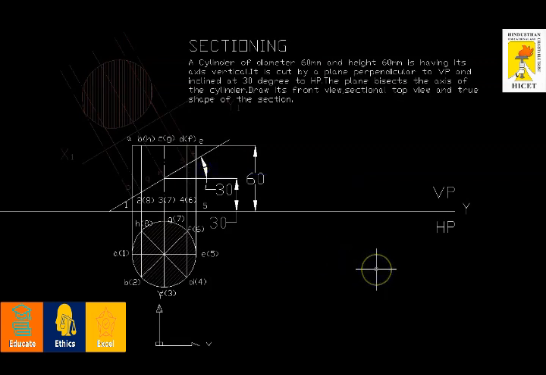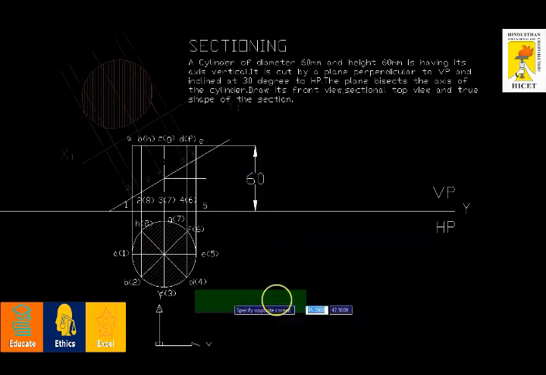So the angle is 30 degrees. Anyway, I'll do it all this. Fine. After doing it, I have to draw the sectional top view as well as the true shape. First, I'll start with my sectional top view. How to draw the sectional top view?